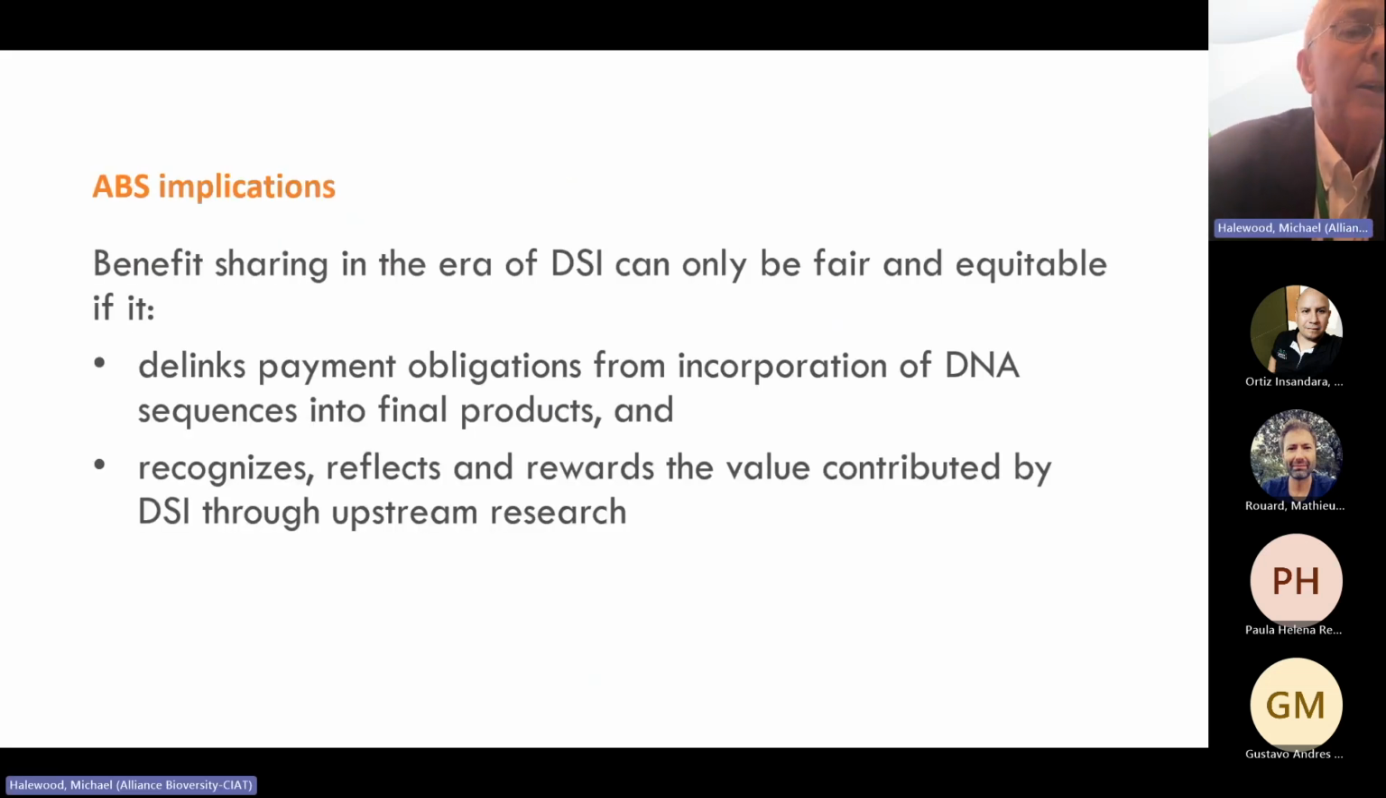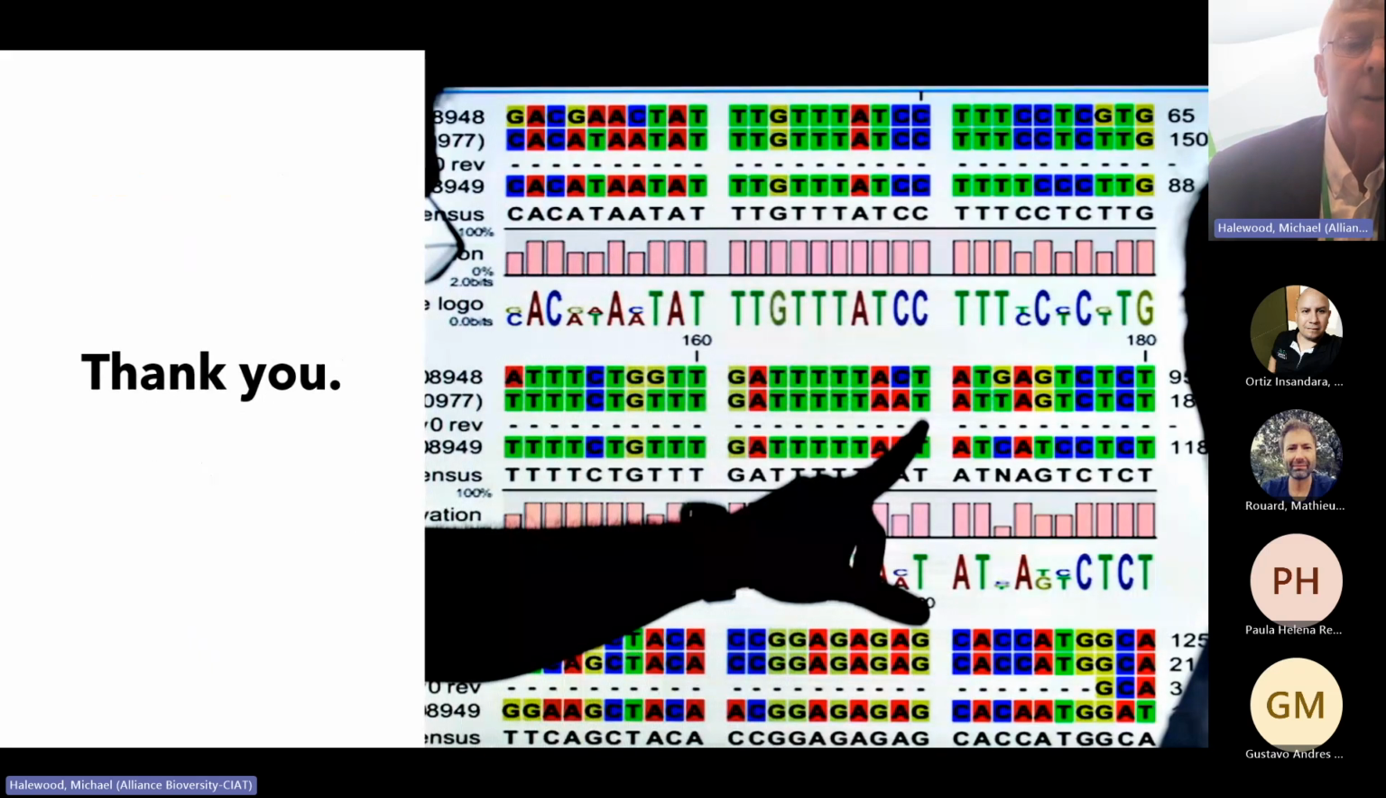So what we conclude for the ABS implications are that benefit sharing in the era of DSI can only be fair and equitable if it delinks payment obligations from incorporation of DNA sequences into final products, and if it recognizes, reflects, and rewards the value contributed by DSI through the upstream research, not just the incorporation of genetic resources into products.